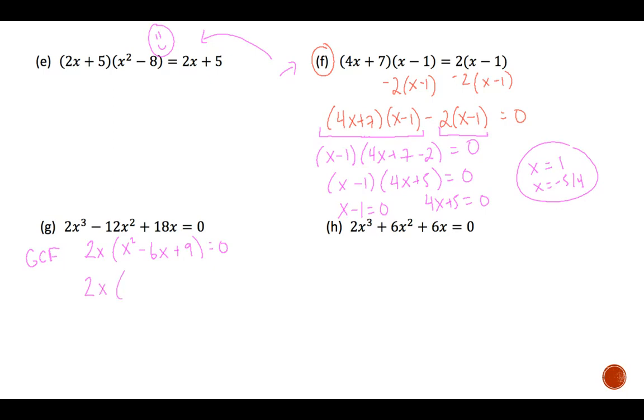Factor this trinomial. 2x, so it's going to give you, what is this? x minus 3 times x minus 3. Oh, it's a perfect square. Right, so I'm going to have my two solutions. 2x equals 0, so x equals 0. And then it's a repeated solution, right?